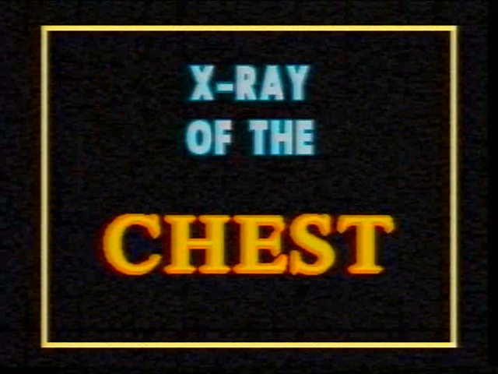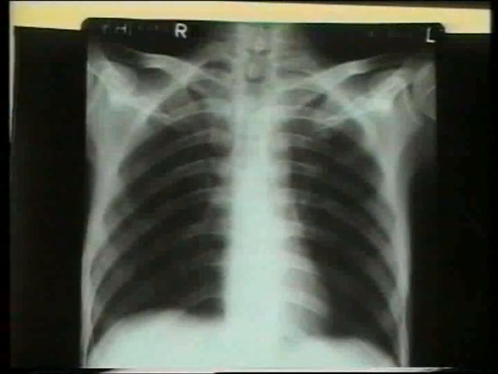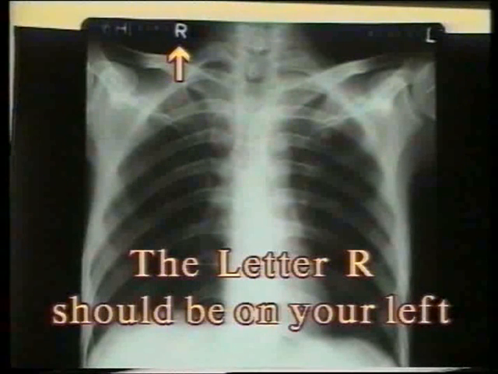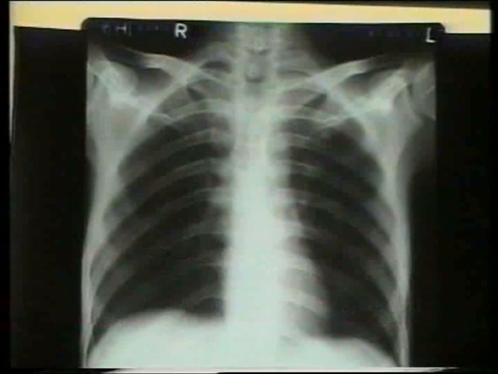X-ray of the chest. The first step in reading an X-ray film is to hold it correctly, upright and with the letter R on your left side, as if the patient is standing facing you. Then confirm that it is well centralized and well exposed.